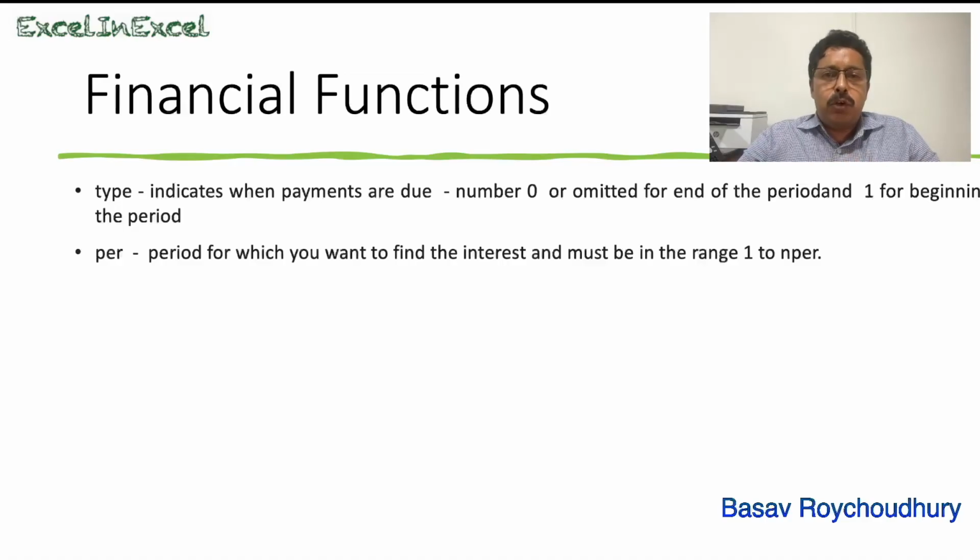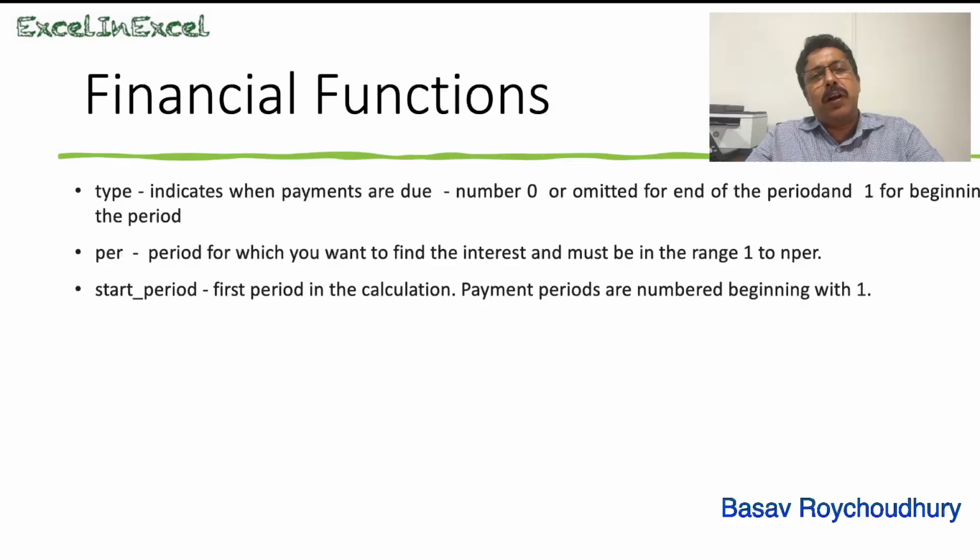So if I want to know what is the interest that I am paying, let's say in the 10th EMI, then PER will be 10. If I want to know what is the interest I am paying in the 24th installment of the EMI, then PER will be 24. Naturally, the interest that I am paying on the 24th installment will be less than the interest I am paying in the 10th installment, because in the 10th installment my outstanding amount will be more as compared to the outstanding amount when I pay the 24th EMI, right?